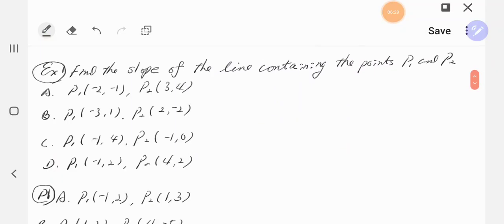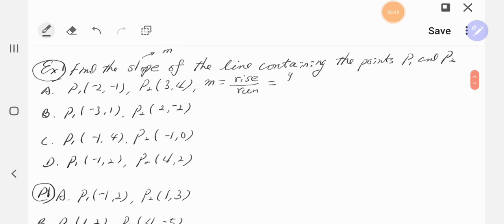Okay, find the slope of the line containing these 2 points, P1 and P2. So slope is what? M, right? The slope M is rise over run. So what is rise? Rise is y2 minus y1 over x2 minus x1. Run is x2 minus x1. We want to start with the second point.